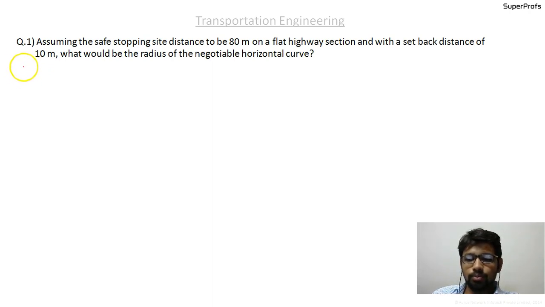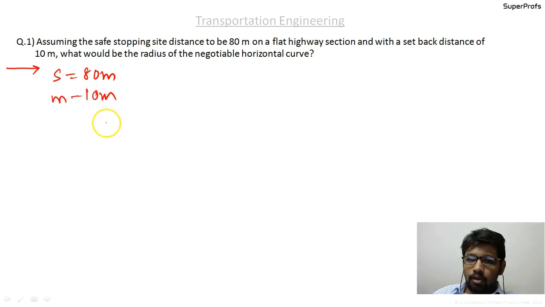So we will take up now a few numerical examples. The first question is: assuming the safe stopping sight distance to be equal to 80 meters on a flat highway section, so here it is given that s equals 80 meters, and with a setback distance of m equal to 10 meters, what should be the radius of the negotiable horizontal curve? Please think in what direction you should go to solve this question.